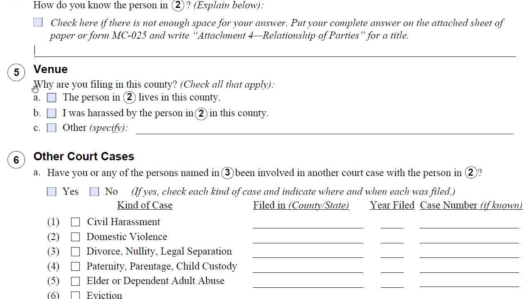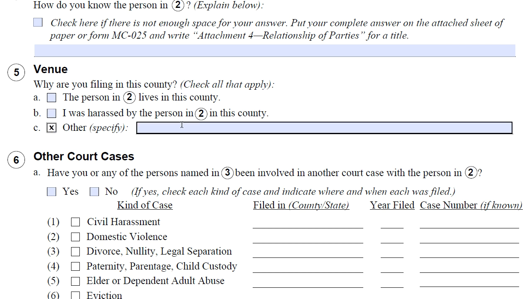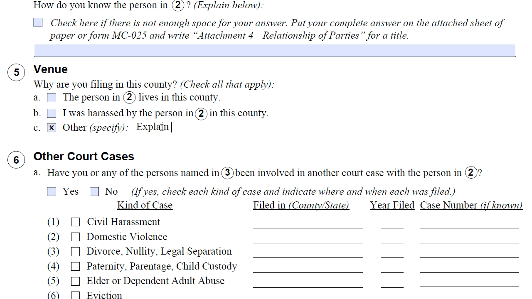In paragraph number 5, you have to tell the court why you're filing here in Siskiyou County. So if you believe that the other person lives in Siskiyou County, mark the box next to paragraph A. If you have been harassed here in Siskiyou County, mark B. You can mark both of them if you want. If there's some other reason why you're filing in Siskiyou County as opposed to some other county, mark B and explain it here. Most likely, if you are filing here, it's because either A or B or both apply.